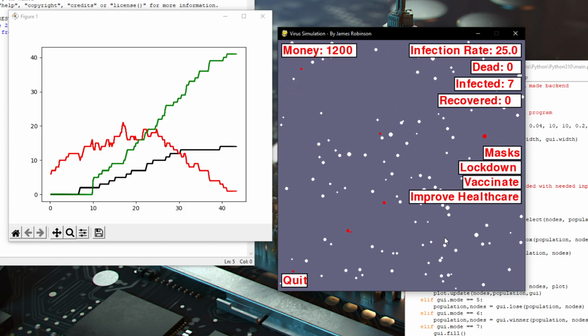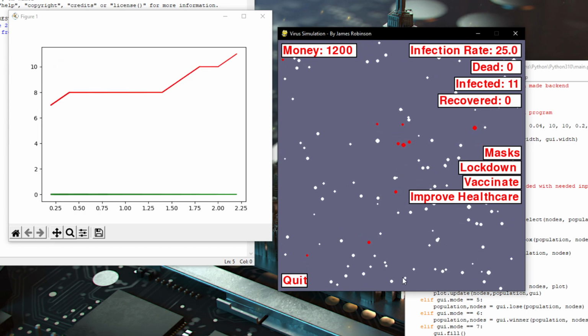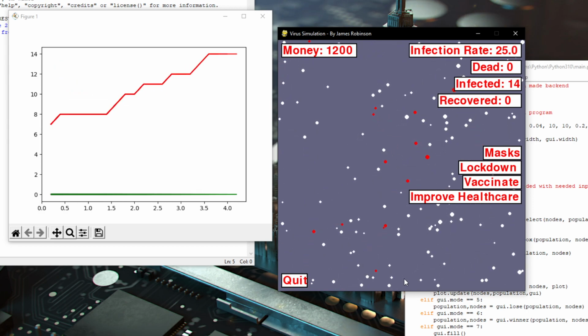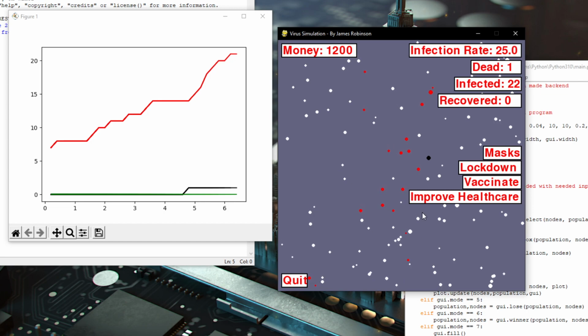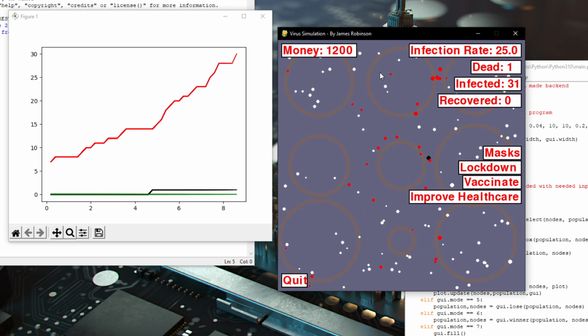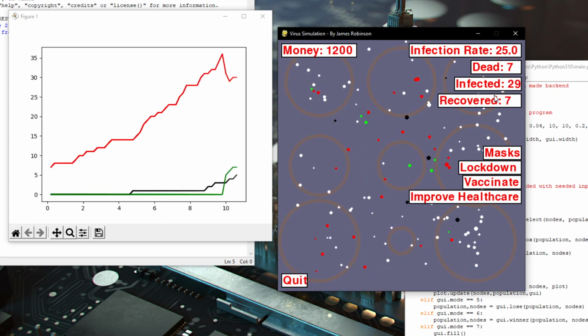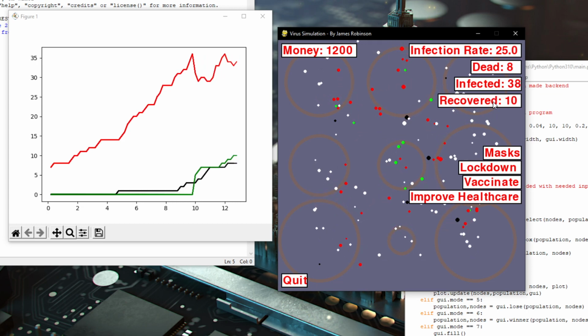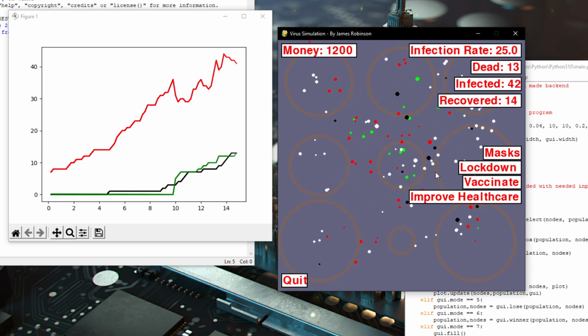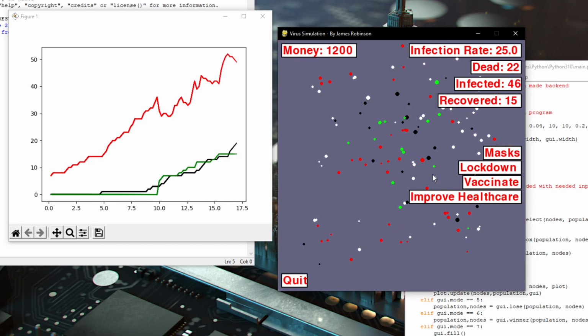Then, of course, we have hard mode, which if I leave it to go, then chances are I will lose. Sometimes you can get lucky and not lose. But you can see the infection rate is 25 instead of 20. We start with less money. More people start out infected. And it's just generally a worse time. There are also more people, so it's more crowded.